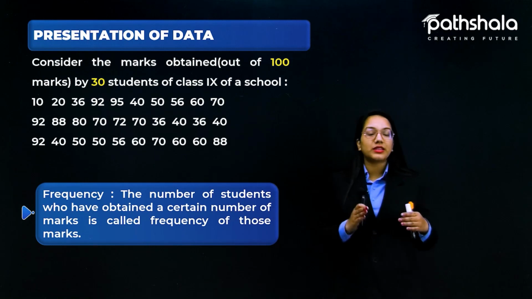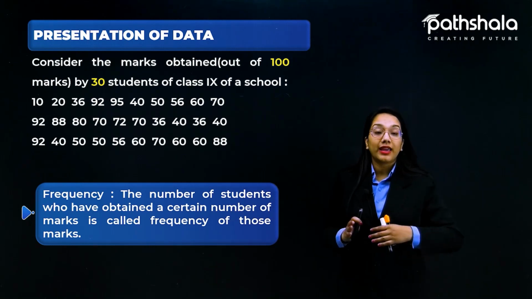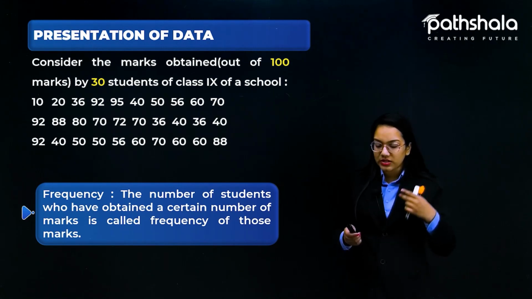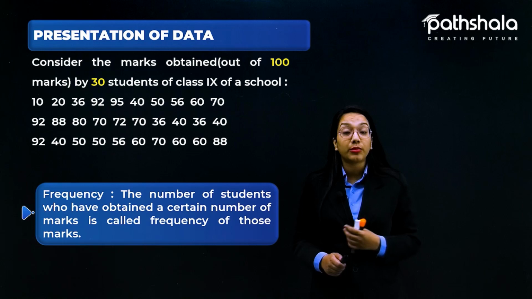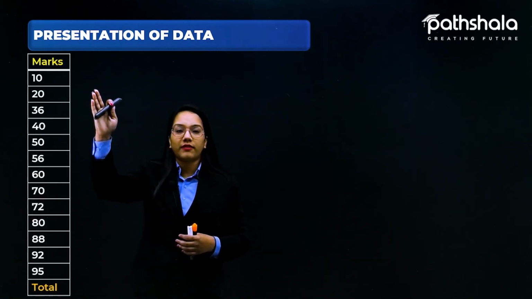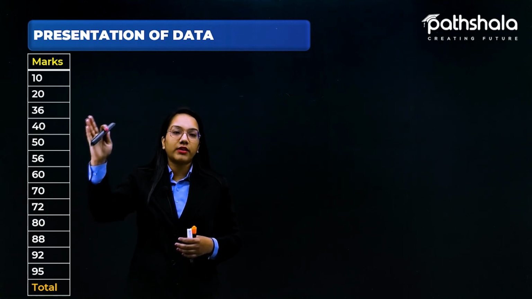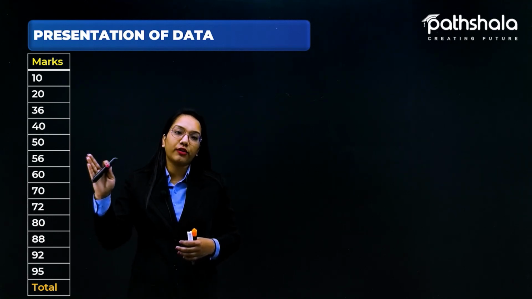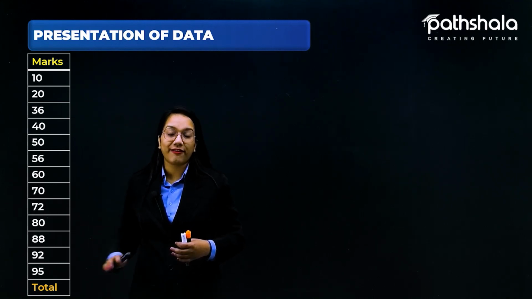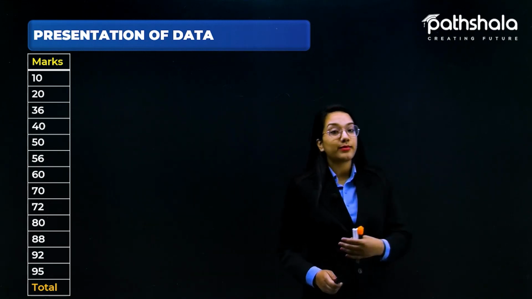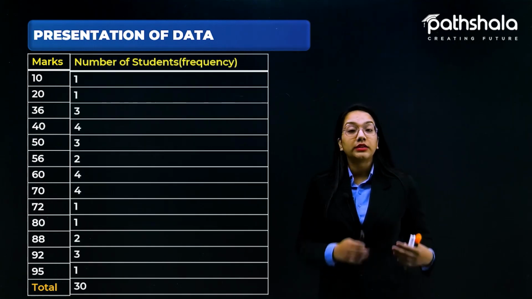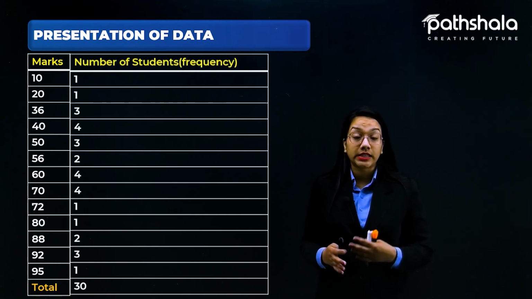Using frequency, we can now arrange this data in another way, different from the previous one. Let's see how we can arrange this in a table. Suppose I write all the marks that we have in the collection of data: 10, 20, 36, 40, 50, 56, 60, 70, 72, 80, 88, 92, 95. With respect to the marks, I write up all the frequencies. Frequency means the number of students who have 10 marks, who have 20, who have 36, and so on.